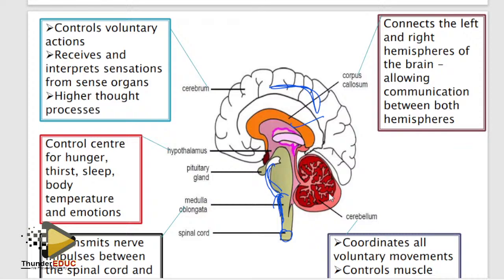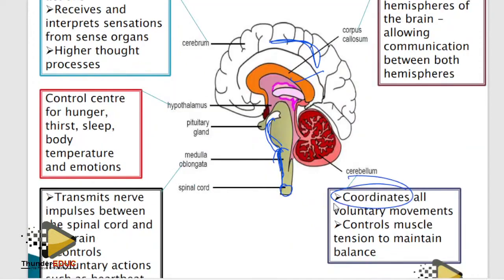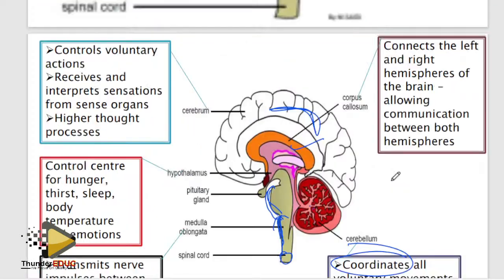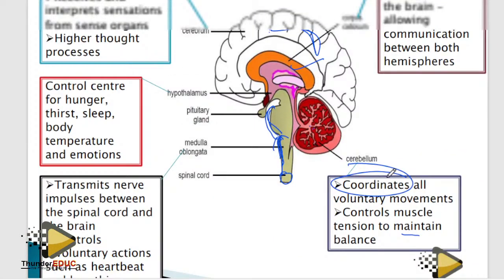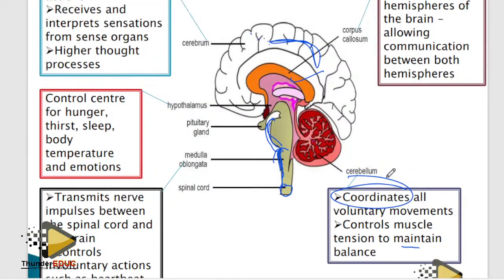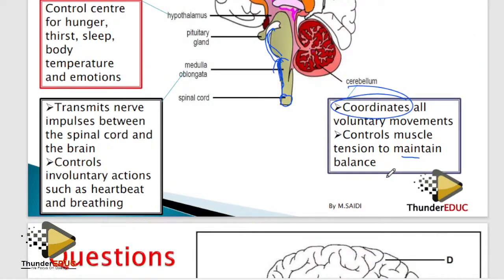This one coordinates all voluntary movements. It does not control voluntary movements, but it coordinates voluntary movements. It controls balance and muscle tone. You understand? What controls voluntary actions is the biggest part of the brain. So I think now you are getting it. The medulla oblongata is this one because it is next to the spinal cord, and the spinal cord is for involuntary actions. So you think about involuntary actions.